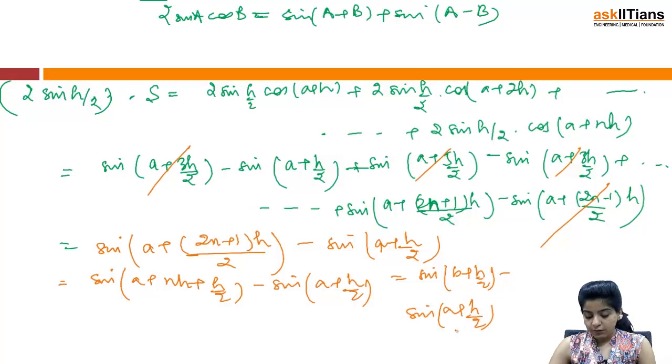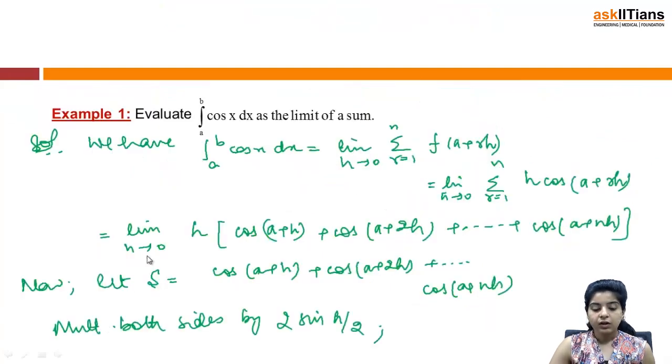Now finally we have found the value of S. In fact, this is what was on our left-hand side, 2 sin(h/2) into S is equal to this. So let me first write, this was our S, and we have to substitute it in this equation: integral a to b cos x dx is limit h tends to 0 of S, right?